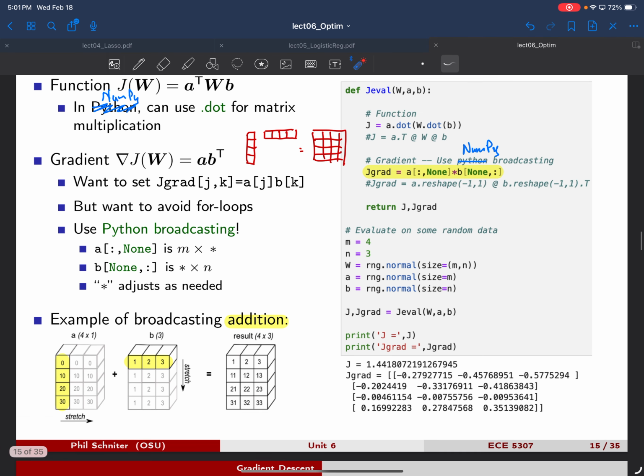Okay, so that's what I wanted to show you: different ways to program this in NumPy. And then all this does is come up with some random quantities, plug them into the function, and print out the result. Okay, any questions about this NumPy broadcasting stuff? We'll see more of it in the future.